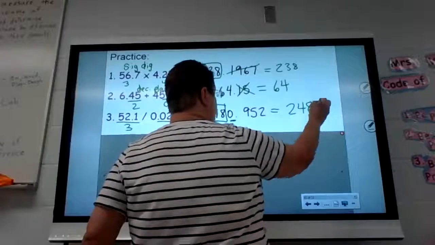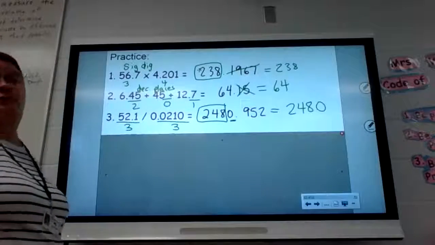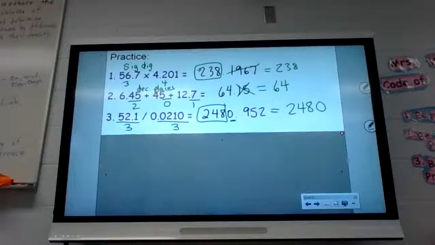200. So I need to put a 0 there so it stays 2,000. Now, am I writing a decimal? No, because it would be significant if I wrote the decimal. Does that make sense? Does that help at all for last night's homework?